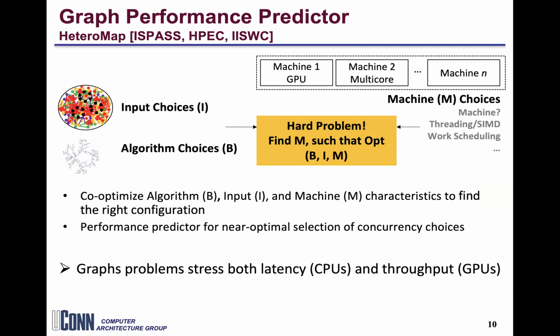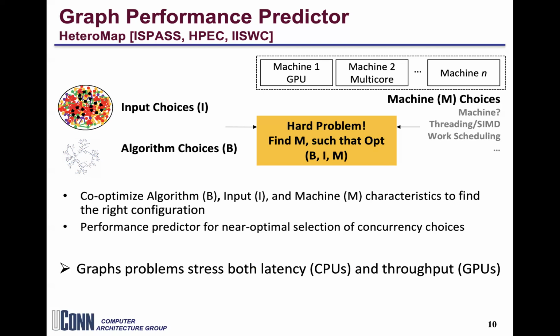So one thing we built was this idea of a graph performance predictor, where you can look at your inputs, your algorithms, and your machine's capabilities, and co-optimize them to find the right software configuration or the right parameters in your software so that the particular instance you're trying to solve can operate optimally.